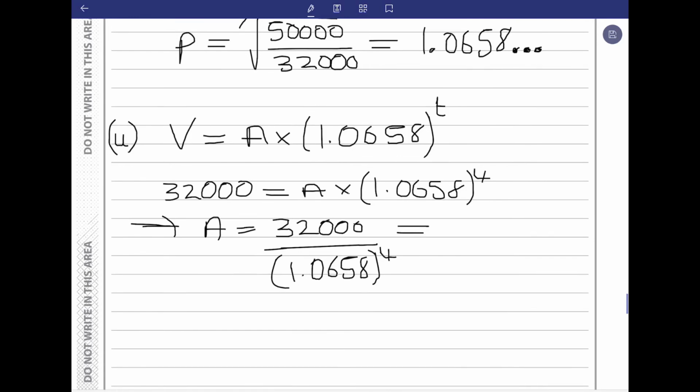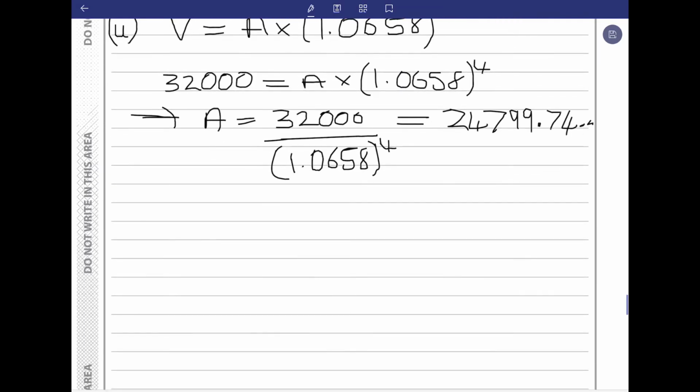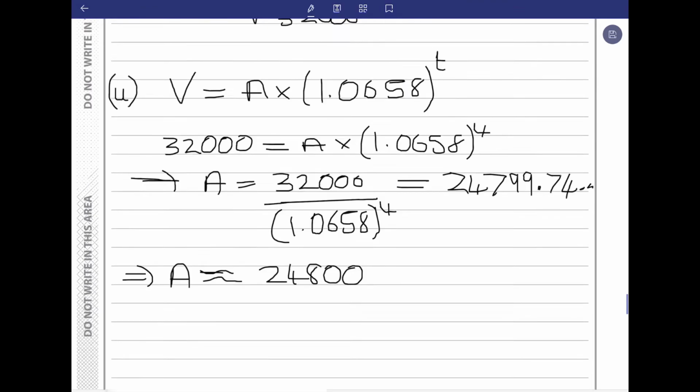And this is going to give us the answer 24,799 and some dots. Let me just check that. Divided by 1.0658 to the 4. Yeah, 24,799.74 and so on. And the question asked us to show that A was approximately 24,800, and so it is. A is approximately 24,800. Cool, so that's part II.